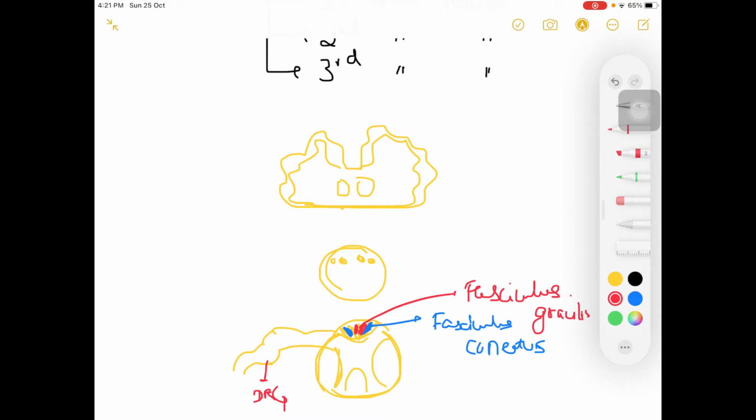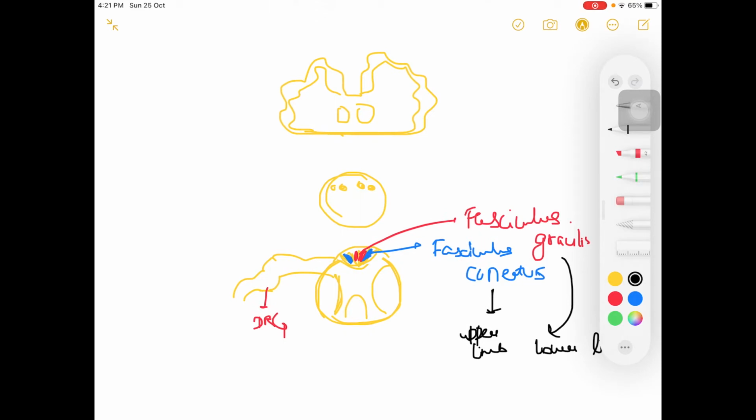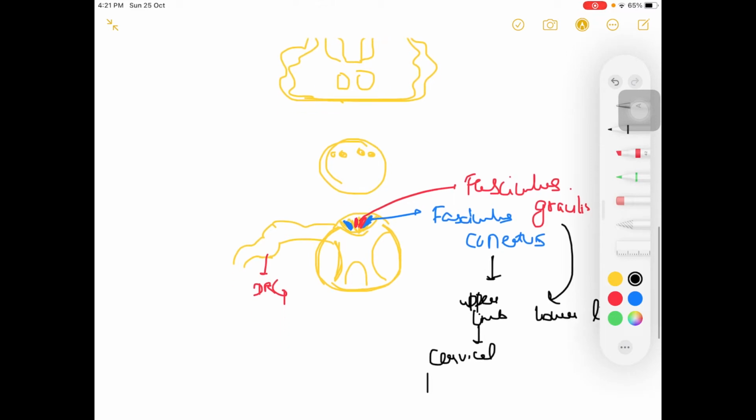Now, why are they separate? So let me tell you that cuneatus is for upper limb and gracilis is for lower limb. That is sensations from upper limb by cuneatus and sensations from lower limb by fasciculus gracilis. So this would involve cervical and thoracic spinal cord, while this would involve sacral and lumbar spinal cord.